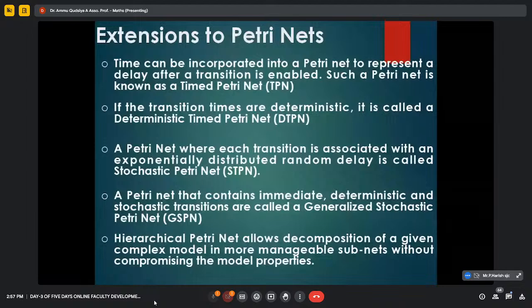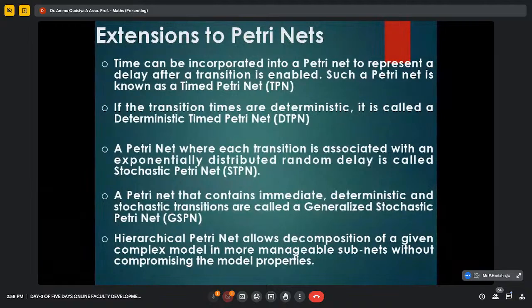And I was talking about Petri nets, but there are many extensions of Petri nets. I was talking about transitions. If you add timings to the transition, that is, if you say delay the firing for some time, the Petri net turns into a timed Petri net. If the time you add is deterministic, we call it a deterministic timed Petri net. And if you want to add probability to the transition firing, we can associate it with an exponential distribution random delay. And such Petri nets we call stochastic Petri nets.